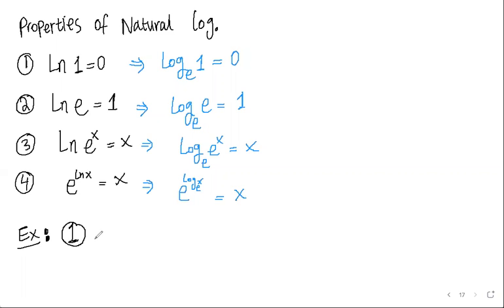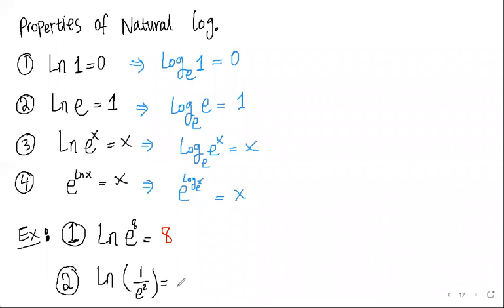Okay, so there is an example here. What is ln of e to the power 8? Number 2, what is ln of 1 over e to the power 2? What is ln of e to the power 8? It is 8. Why? Because by using property number 3, ln of e to the x is equal to x.